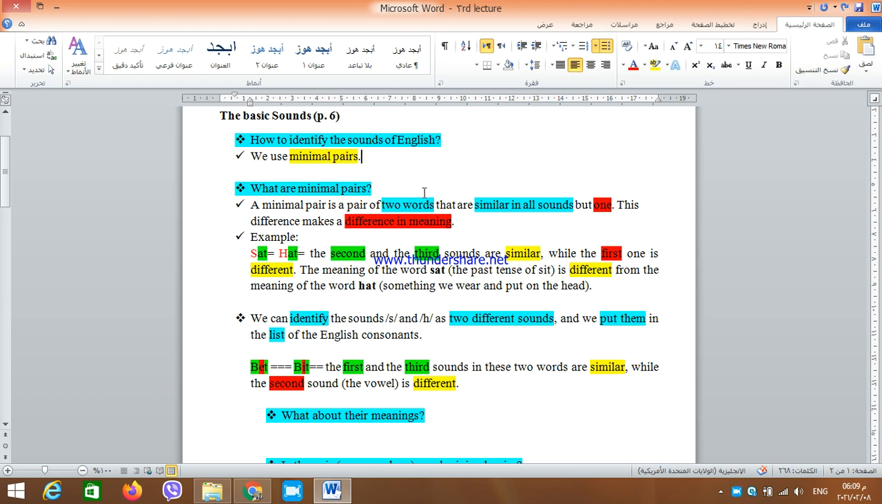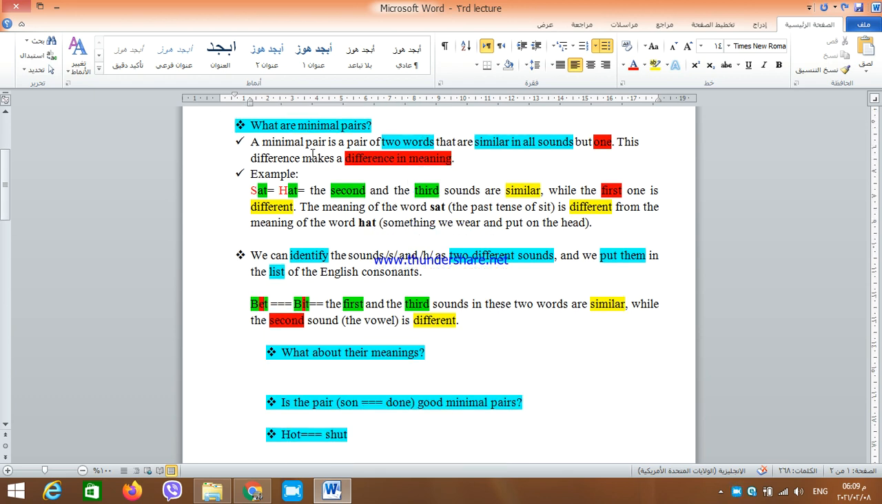So what are minimal pairs? Actually, a minimal pair is a pair of two words that are similar in all sounds but one. So they are similar in all the sounds except one sound that is different. And this difference in this sound makes a difference in meaning. Again, a minimal pair is a pair of two words. These words have the same sounds, but one sound is different. And this difference in this sound causes a difference in meaning.